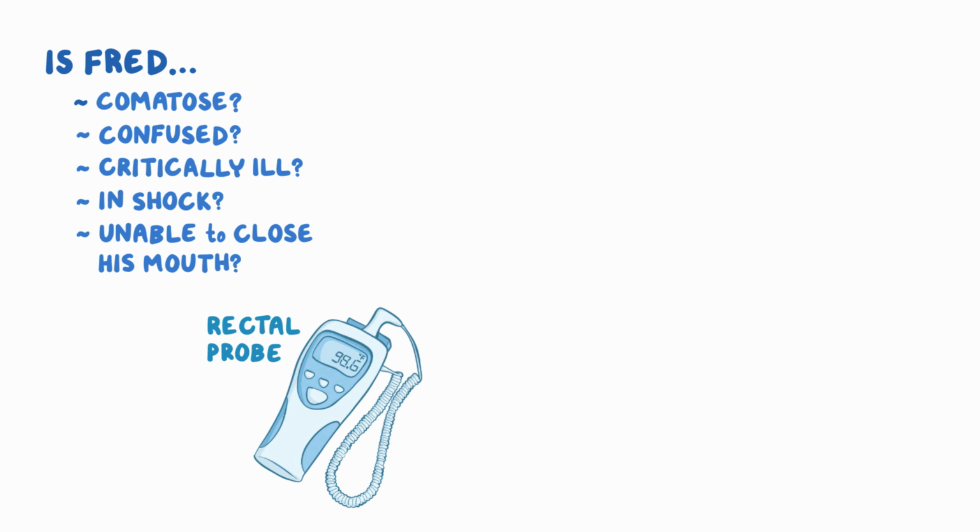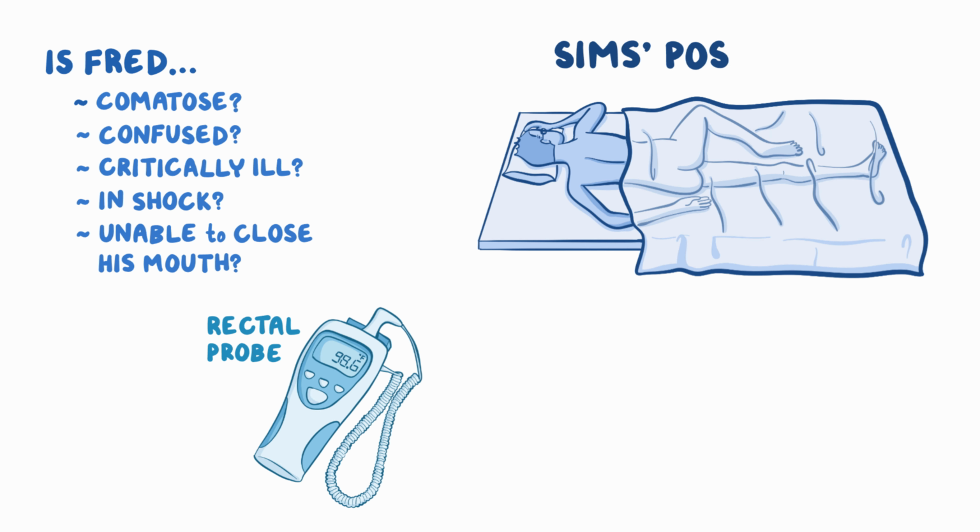Is Fred comatose, confused, critically ill, or in shock? Is he unable to close his mouth? Use a rectal probe for the most accurate measurement. Roll Fred over and into the Sims position with the upper leg bent. Wear gloves.